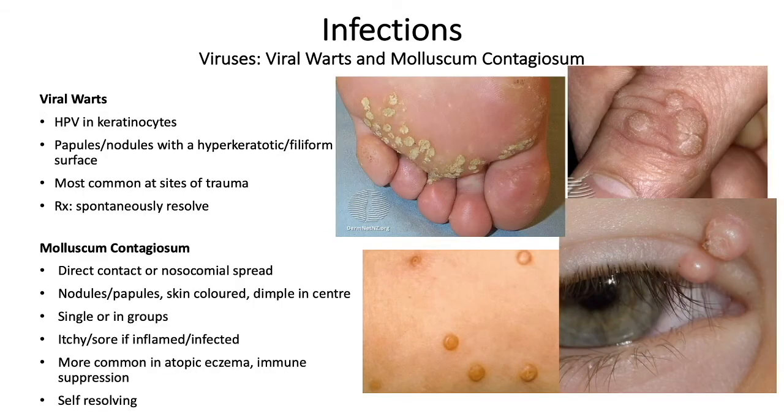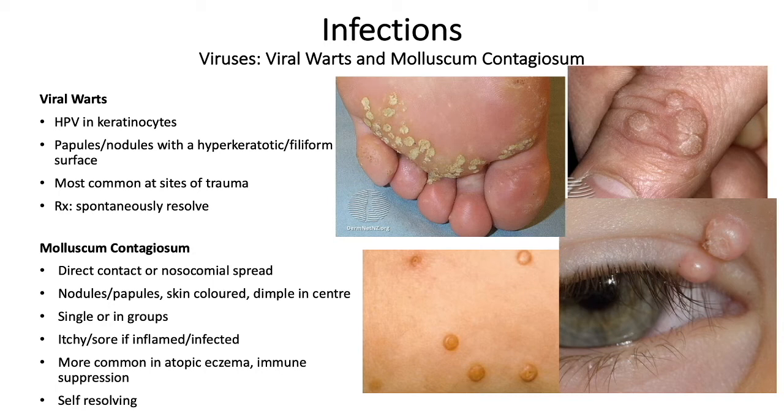So the last slide on viral infections covers viral warts and Molluscum contagiosum. Viral warts are caused by HPV or human papillomavirus within keratinocytes. They result in papules or nodules with a hyperkeratotic or filiform surface. And you can see a couple of examples on the top of the slide, particularly the close-up on the right. They're most common at sites of trauma, so that's why they tend to appear on the fingers and toes. And they spontaneously resolve, albeit over a long period of time, typically up to about 2 years.